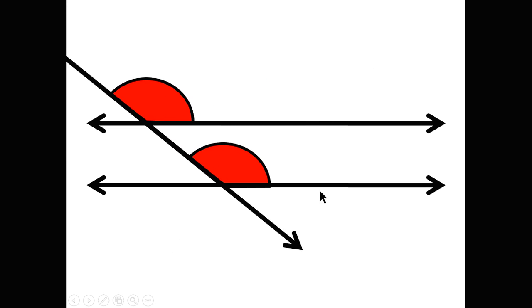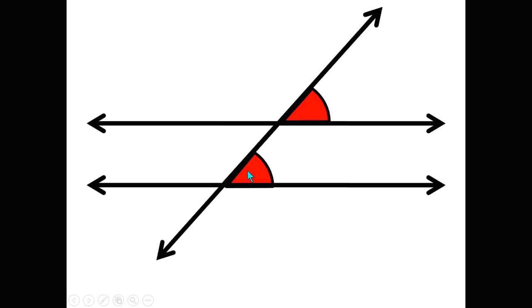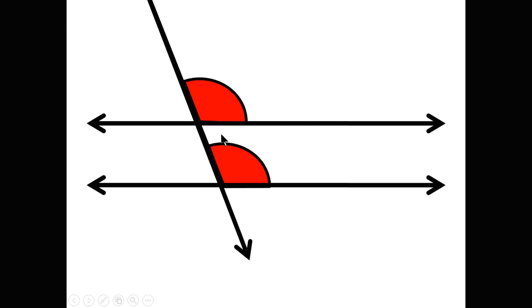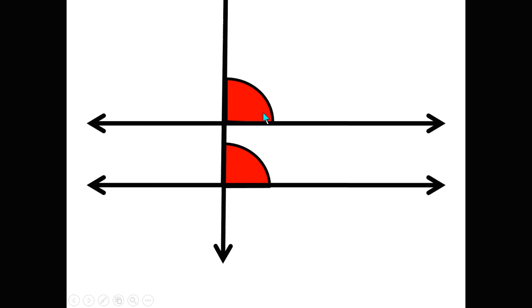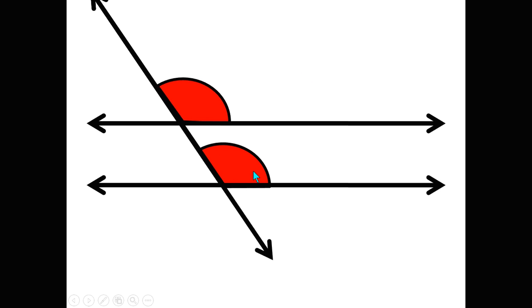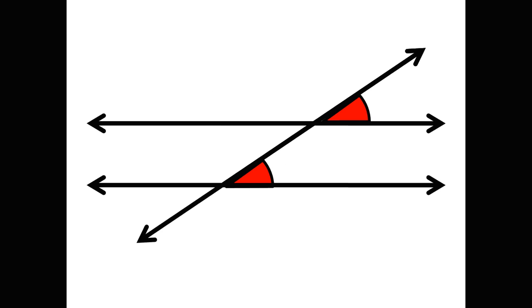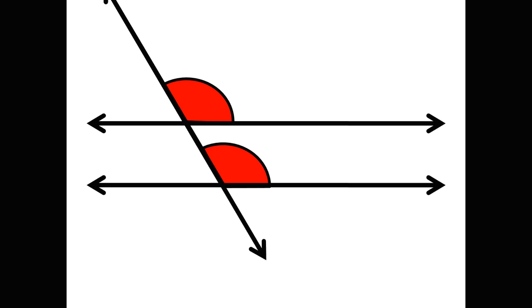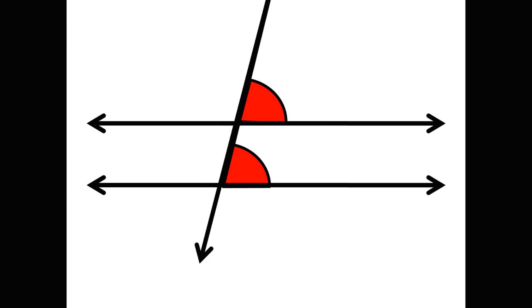If you have these two lines parallel, then if I try to make this angle bigger or smaller, the exact same thing happens to the same angle in the other location, at the other intersection. In other words, when my lines are parallel, my corresponding angles have to stay the same. They are congruent. That only happens when the lines are parallel.